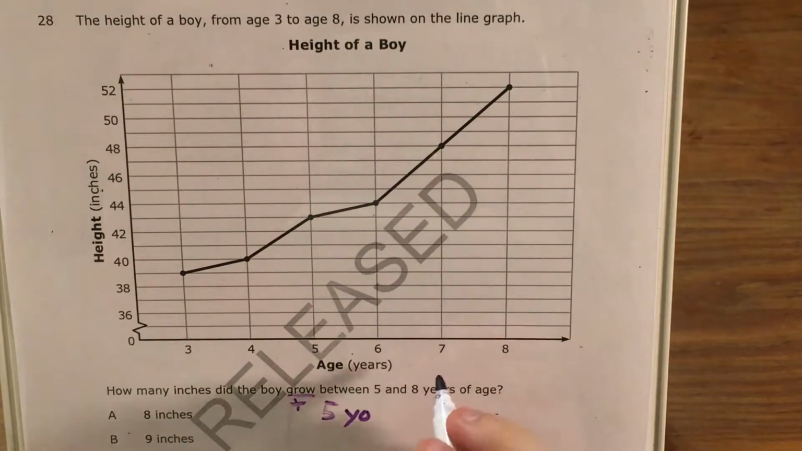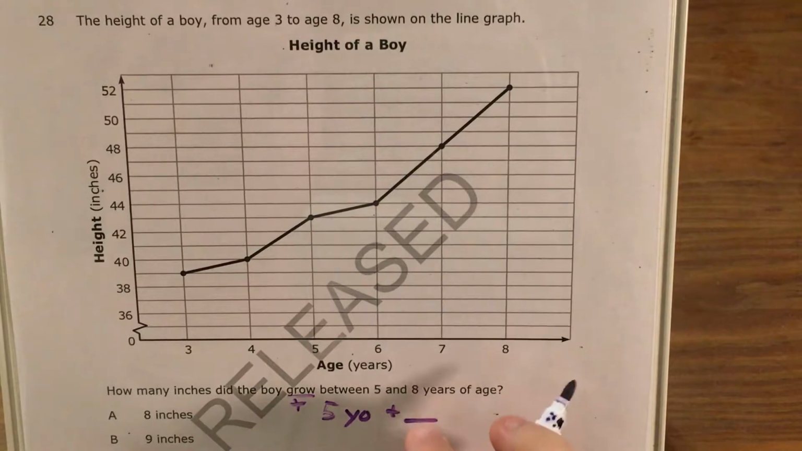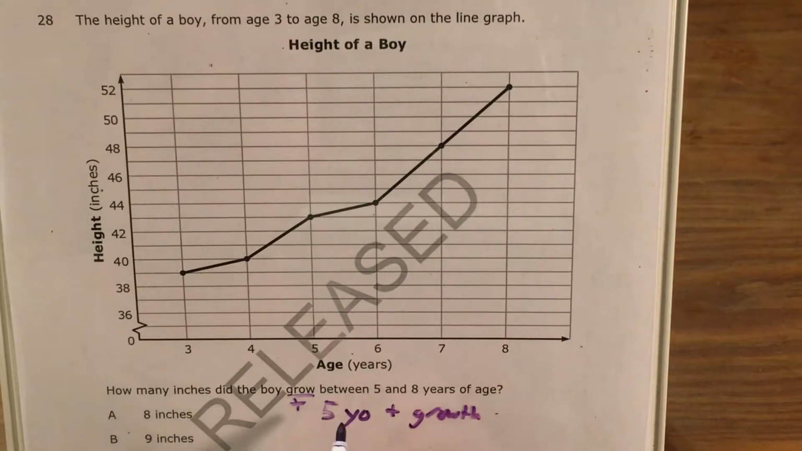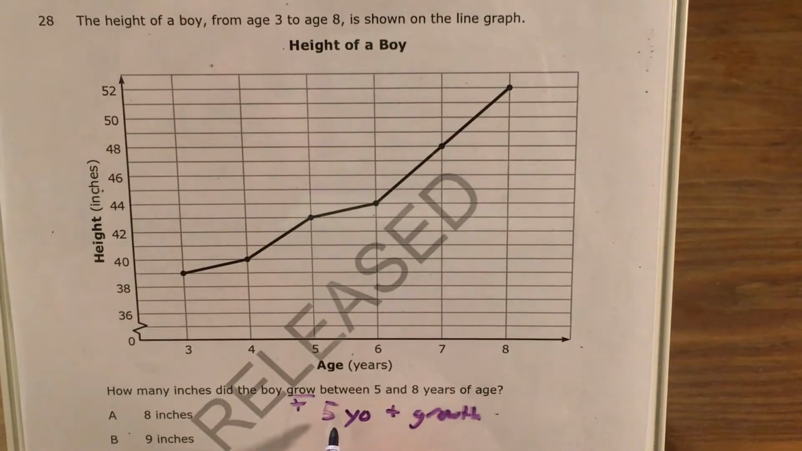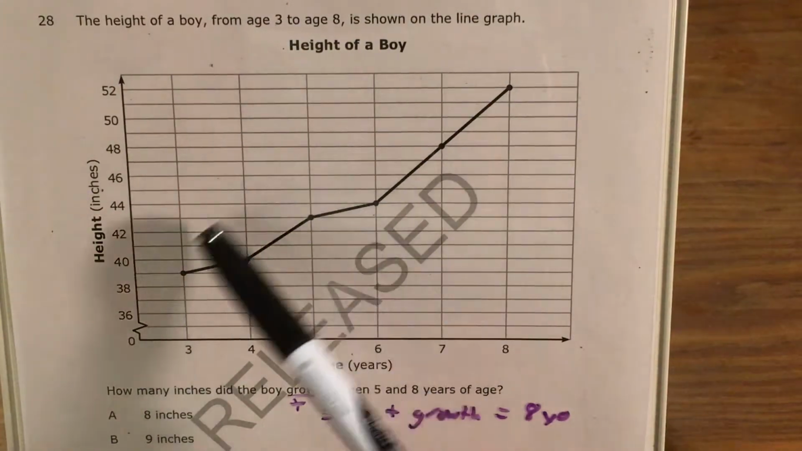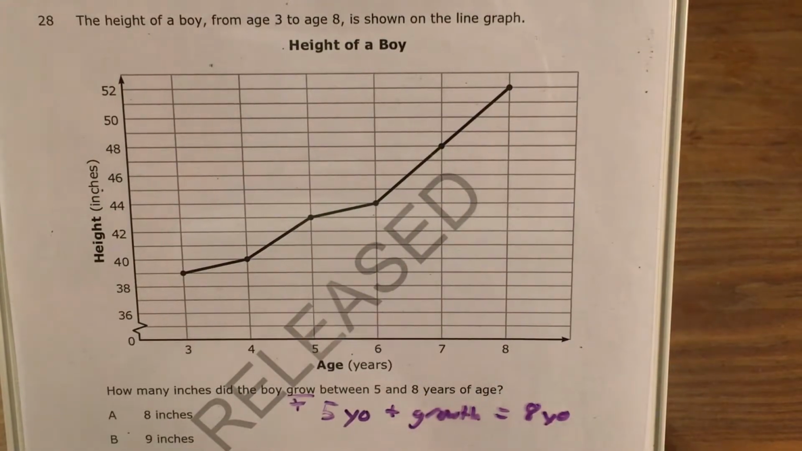Specifically, I know that how tall he was when he was 5 years old, plus the amount that he grew, which we don't know yet. In fact, I'll go ahead and write that as growth, use a word for right now. So how tall he was when he was 5 years old, plus how much he grew, equals how tall he was when he was 8 years old. So I don't have any numbers to plug into this yet, so I'm going to go ahead and come up here to this graph and see what information I can get.